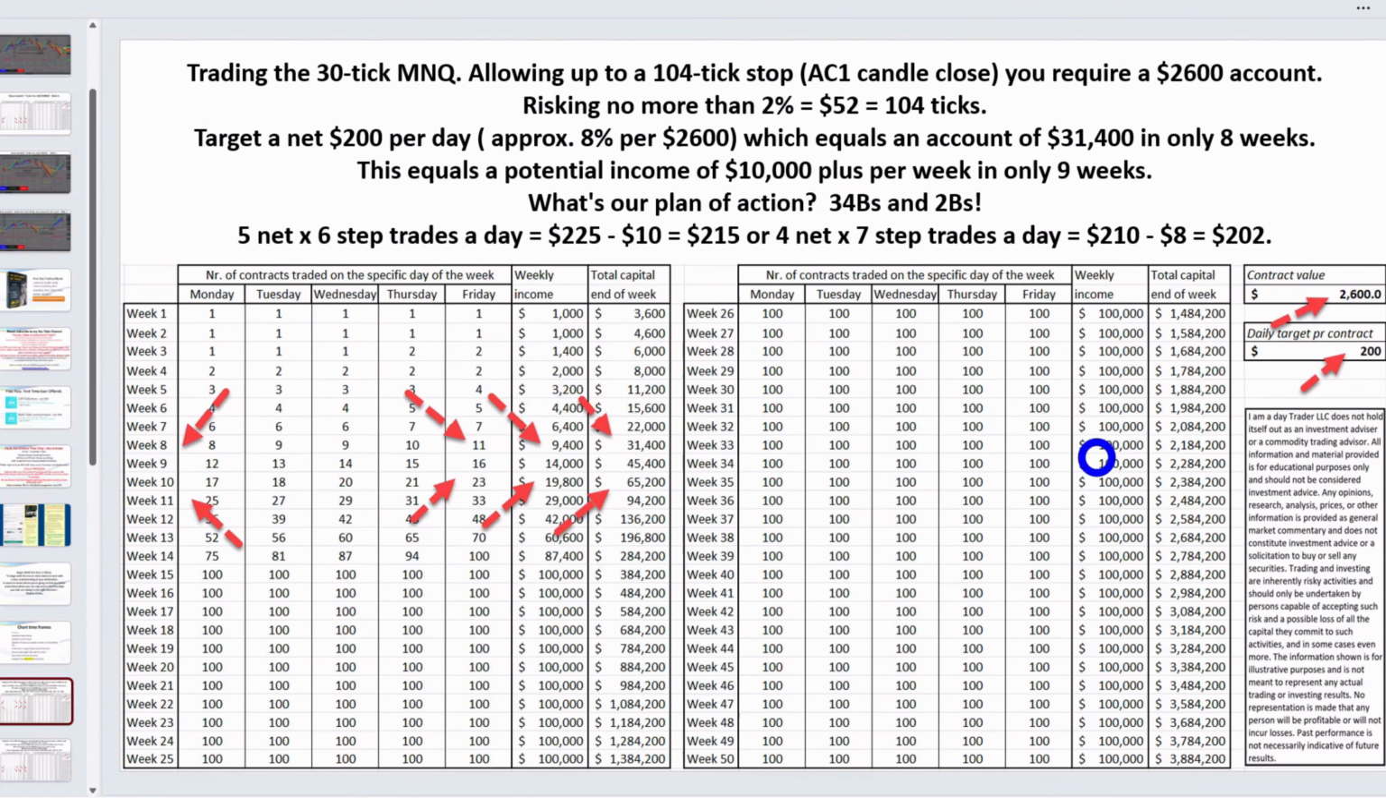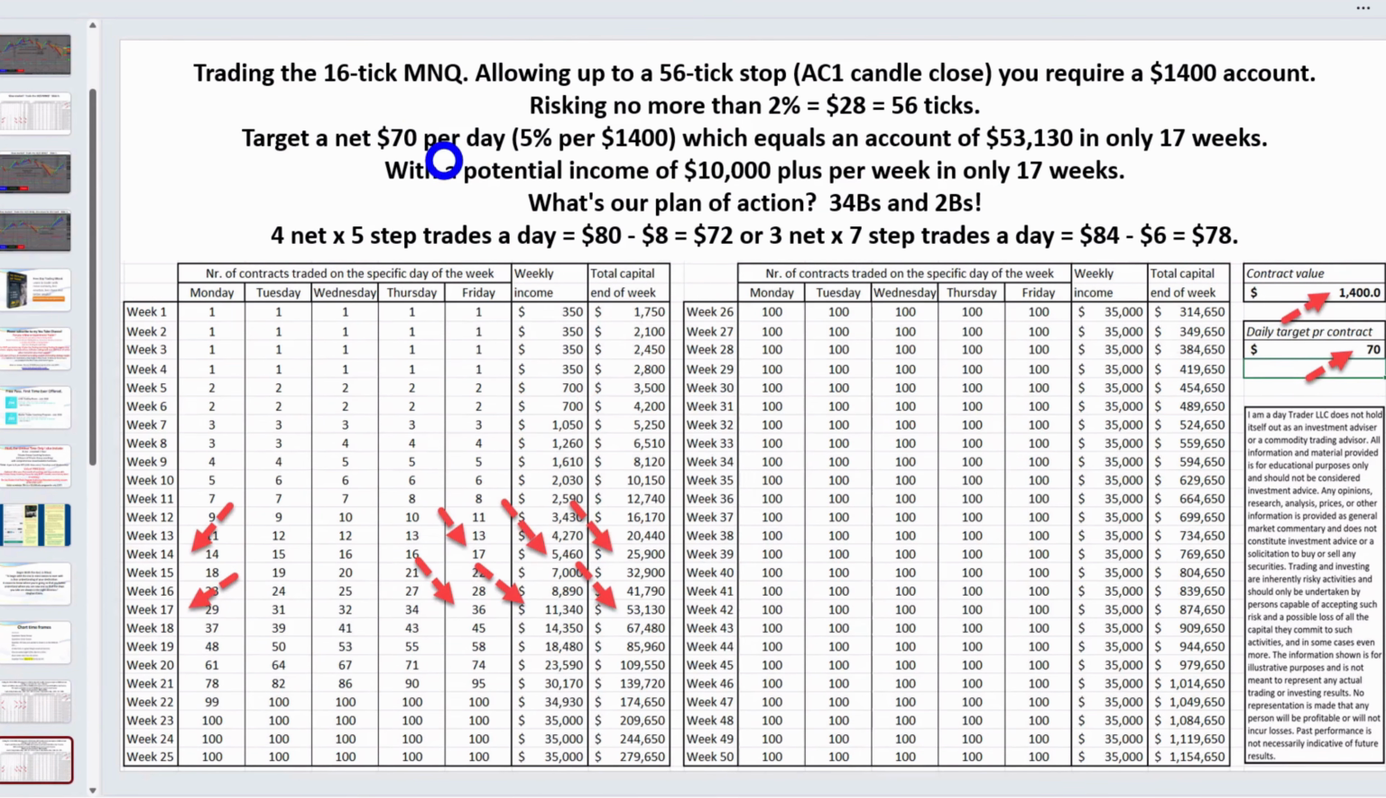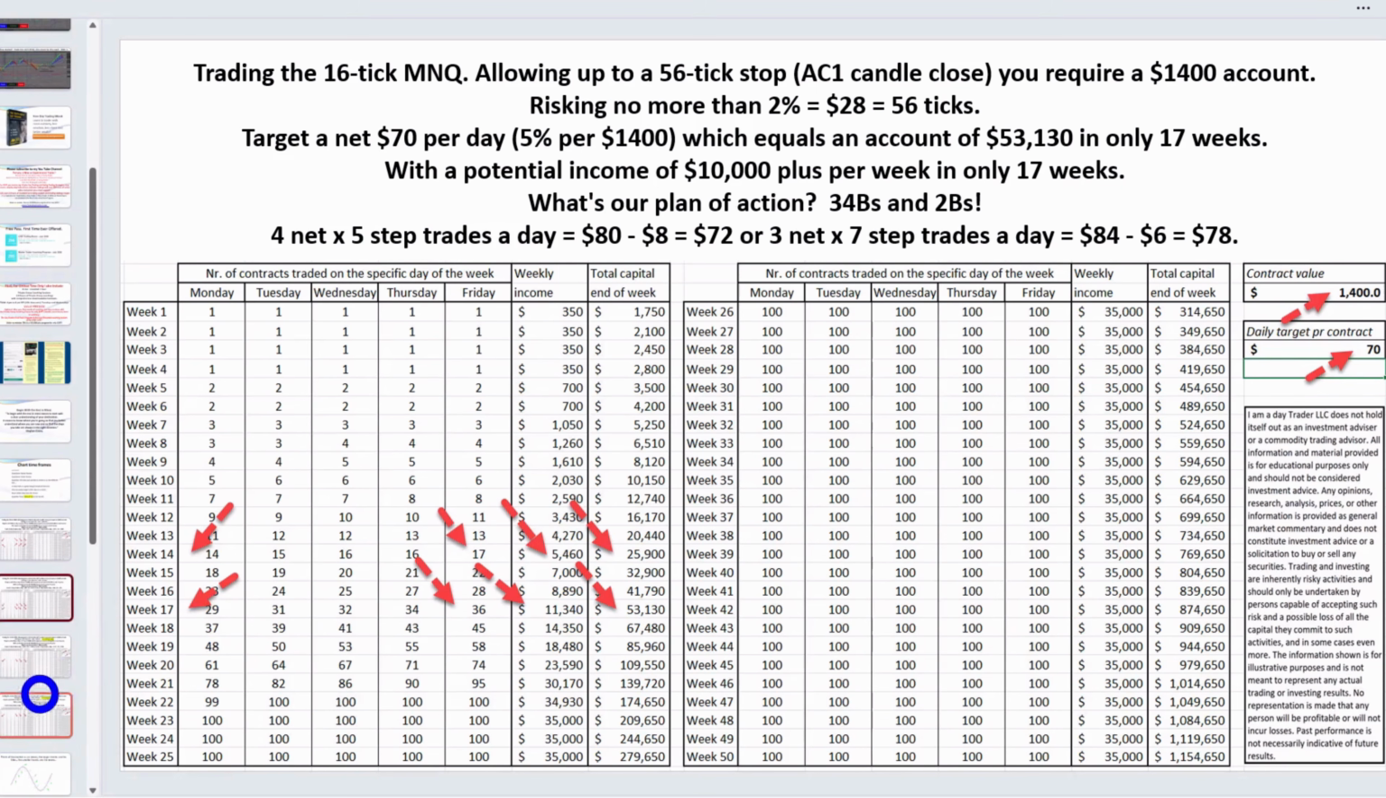Now first of all, let's go to the 16 tick, because that's the replay I'm going to be giving you in a moment. If you go for a 5% return per day, just $70 a day, that is after any losses, of course. That's 4 net 5-step trades or 3 7-step trades, and I'll show you what that is in a moment. 17 weeks, there's your 12,000 a week income potentially.